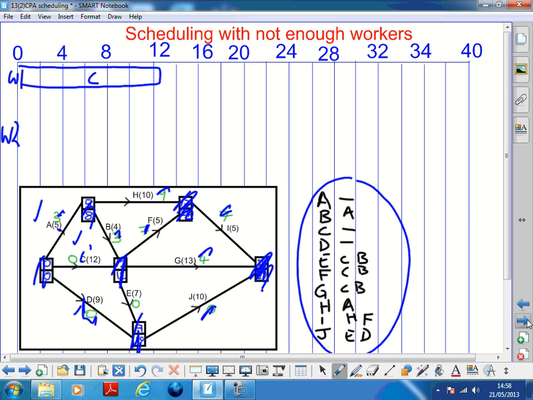Now we can kind of, C is done. Meanwhile, this one is difficult. Yeah, it's really difficult. I suppose it makes sense to give him the second longest job.